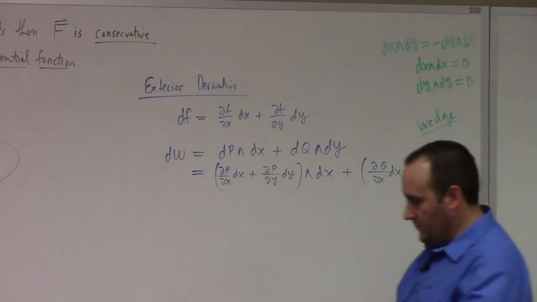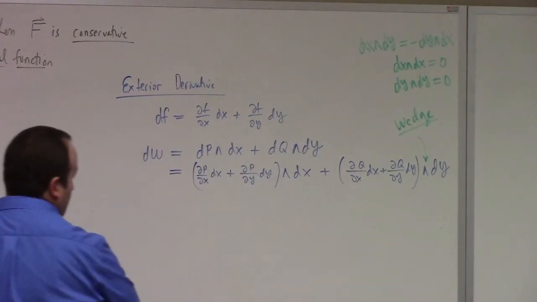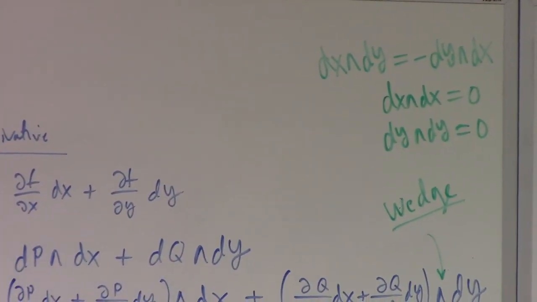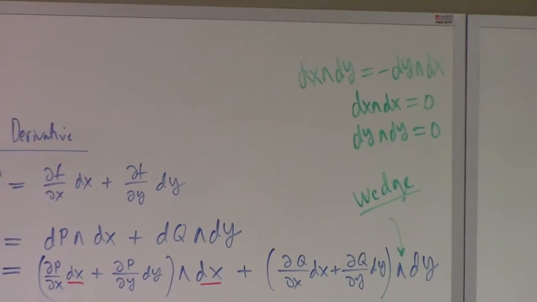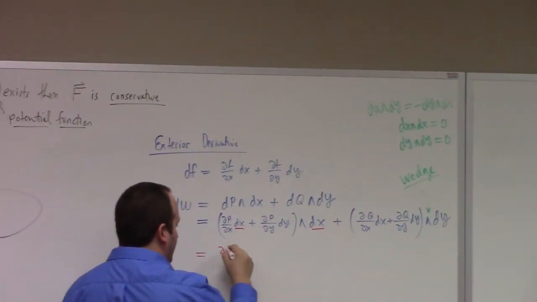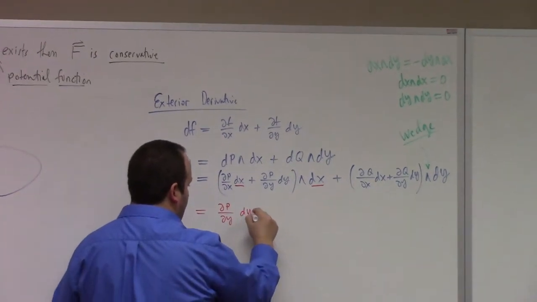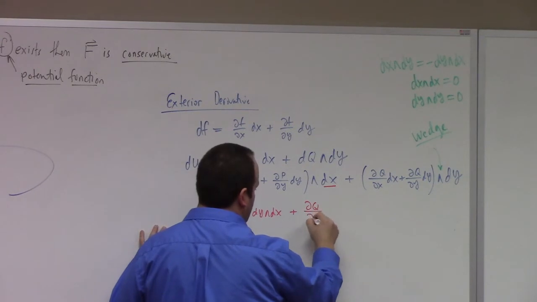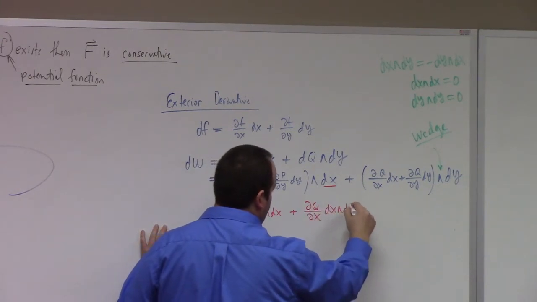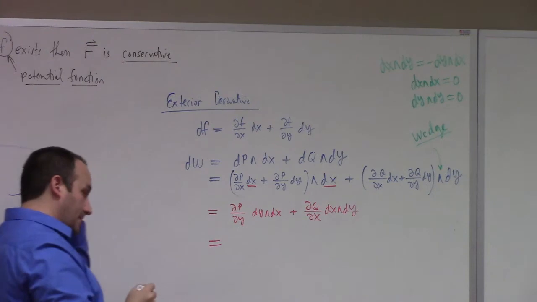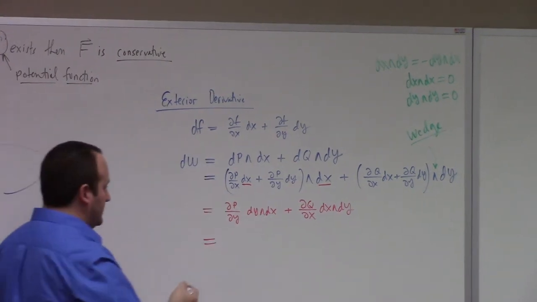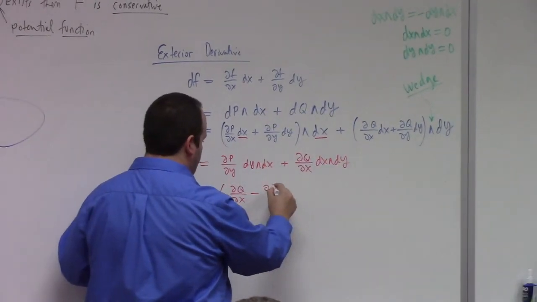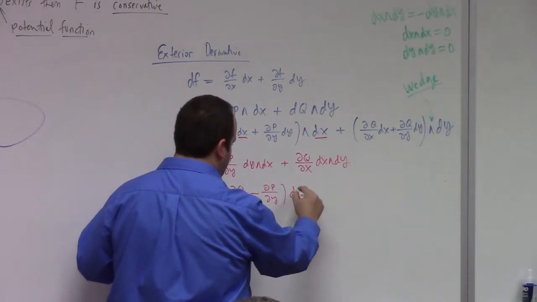With that rule, if you can distribute, what does this give you? You get dx wedge dx when you distribute, so that term's 0. I'll drop the terms which are 0. I get partial p partial y dy wedge dx plus partial q partial x dx wedge dy. So what is this? Well, partial q partial x minus partial p partial y, times dx wedge dy.